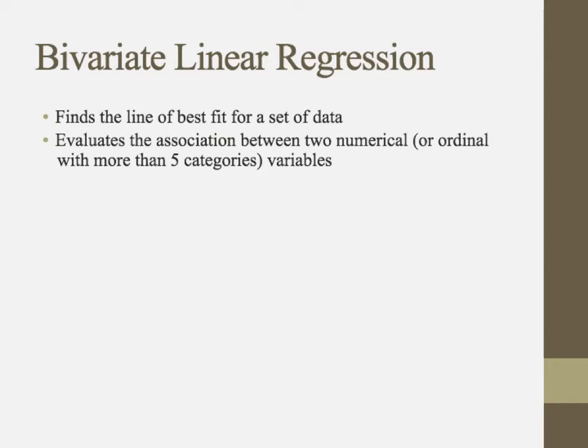Now, we oftentimes do this with ordinal variables as well, as long as there are more than 5 categories, but it is ideal for variables that are numerical. You wouldn't want to use nominal level variables in a regression. There are other types of regression that you can use for nominal level variables.